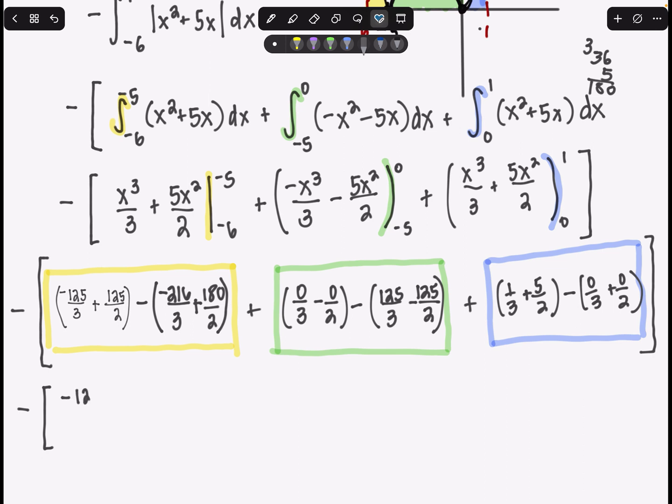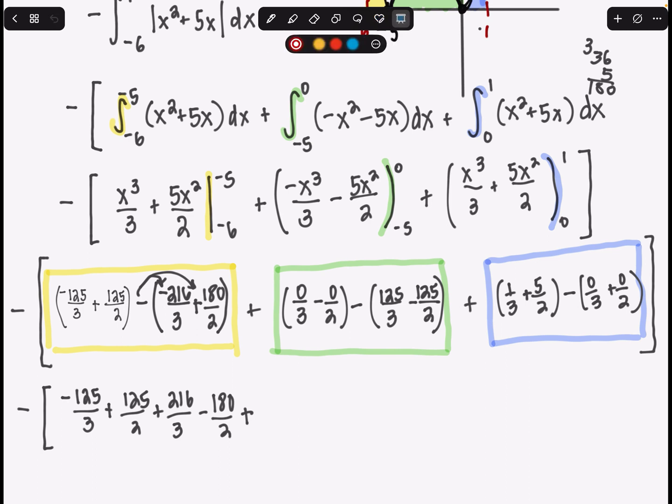And I've got -125 over 3 plus 125 over 2. I'm going to distribute this negative. And I'm going to get positive 216 over 3 minus 180 over 2 plus this part right here is 0. So now I'm going to distribute this negative, and I get minus 125 over 3 plus 125 over 2 plus, and now we're at the blue part, 1/3 plus 5/2.